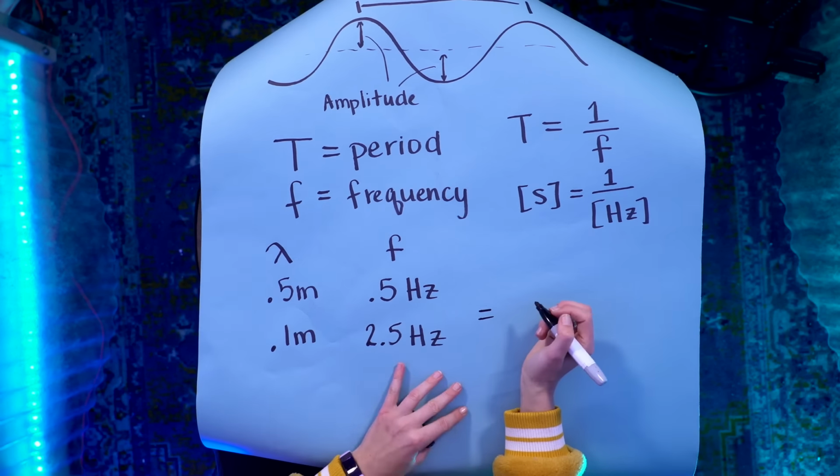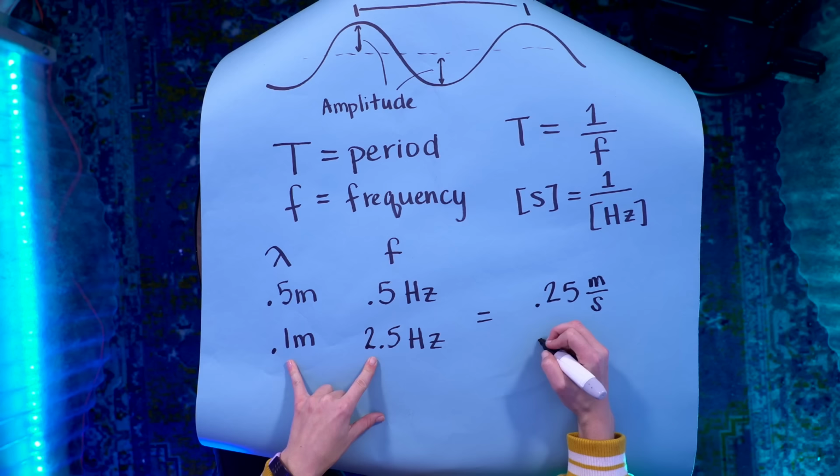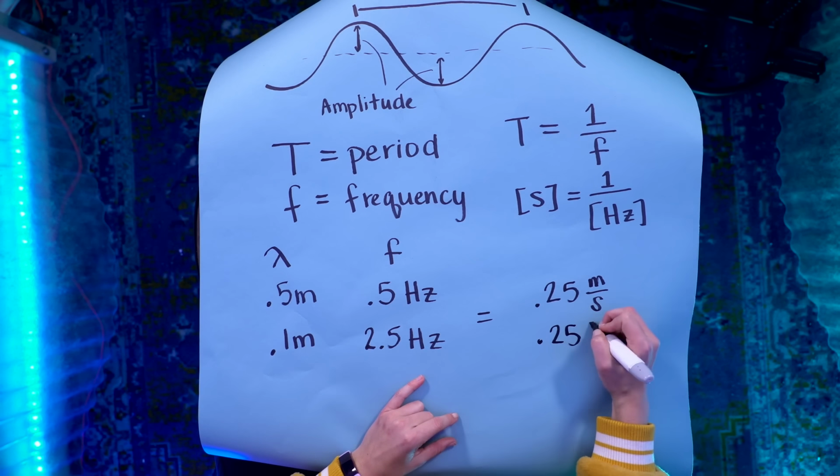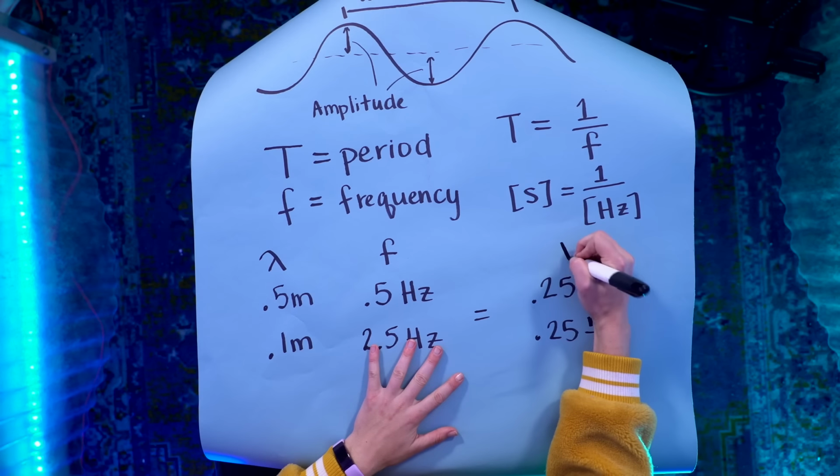Now watch what happens when I multiply the wavelength and the frequency of these two waves. If I multiply these two, I get 0.25 meters per second. And if I multiply these, I also get 0.25 meters per second. Interesting. I got the same number. So this number is the speed of the wave traveling through the slinky, or v.